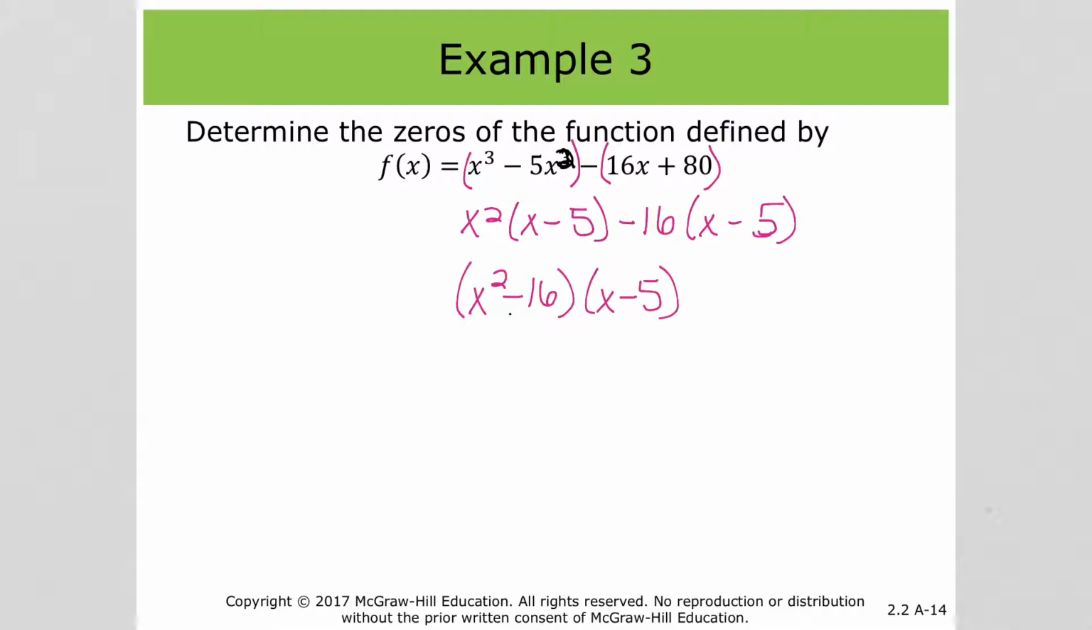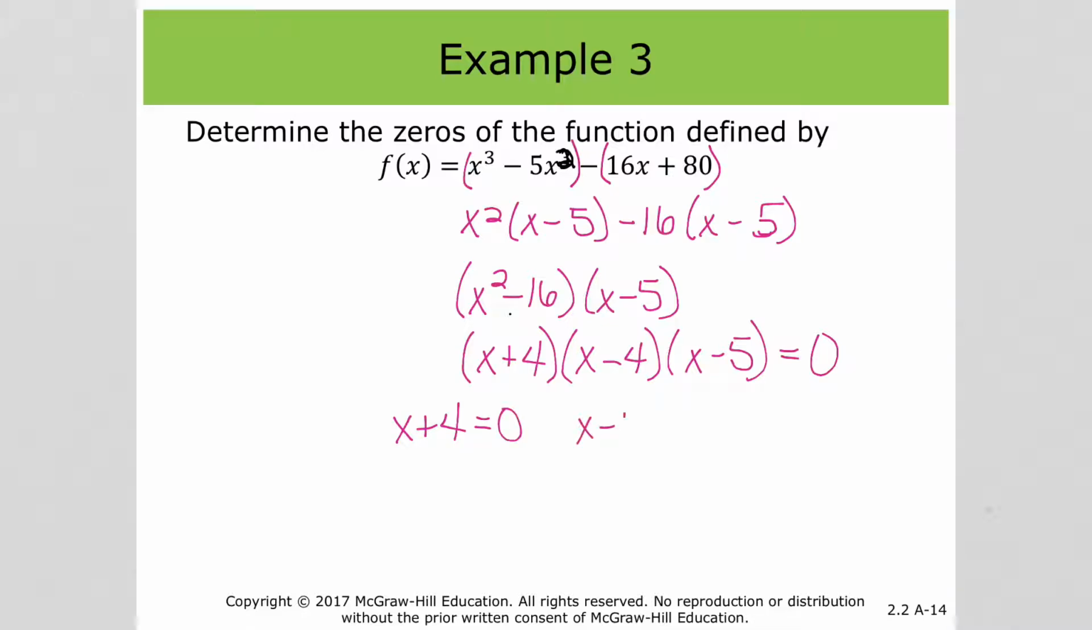Well, we know that x squared minus 16 is a difference of squares, so that has to factor to be x plus 4 times x minus 4. So we've got these three factors here. And so to find the zeros, we would just set each of them equal to 0. So our zeros would be negative 4, 4, and 5.